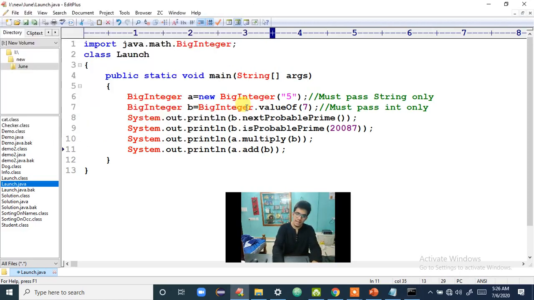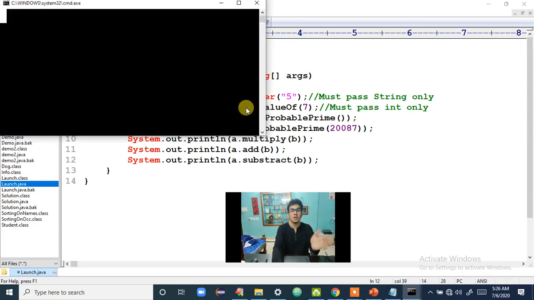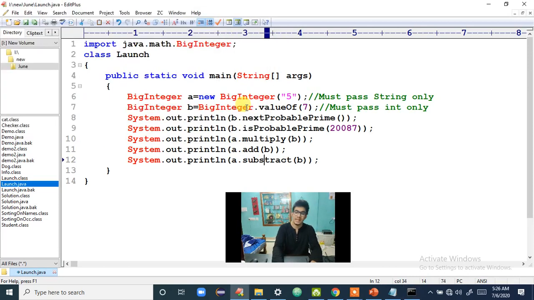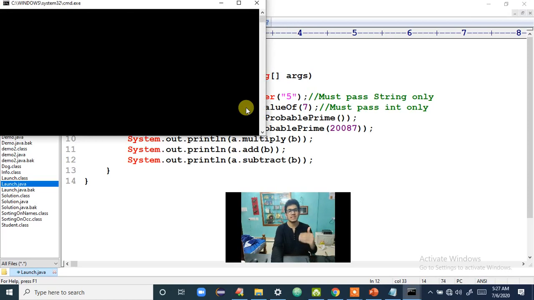Next, let's see here. Then how do I subtract? So what's the spelling for subtract? Let's see. Subtract, I will write first: a dot subtract of b. If I write a dot sub of b, it will tell there is no method called sub. Don't write sub, it is subtract. Okay. So when I write like this, what is a dot subtract of b?